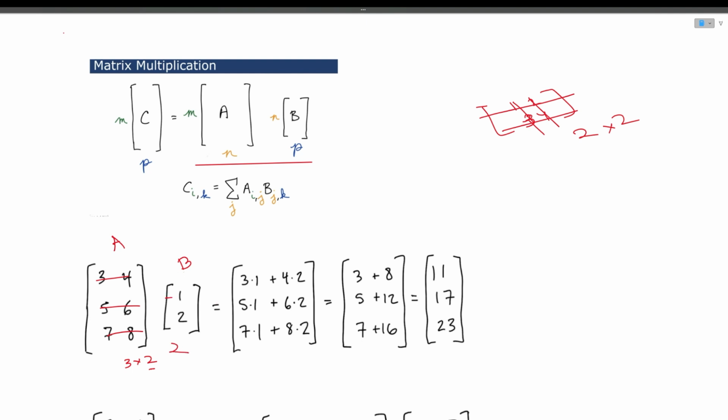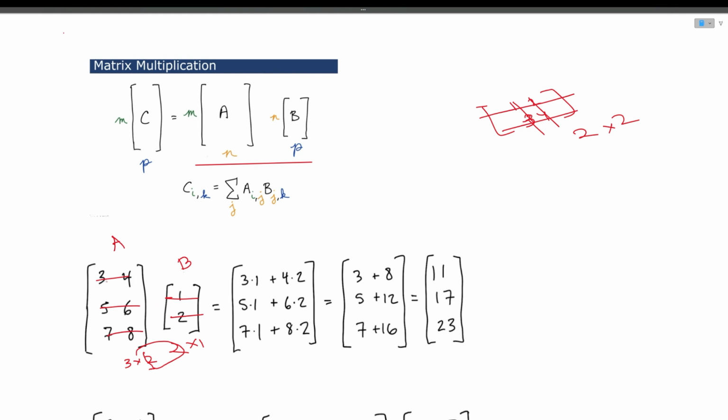So here you can see B has two rows, and here we have one column. So the rule is we look at these two to see if they are the same. Yes, they're the same: 3 into 2 and 2 into 1. So if that fits in, we can multiply them. Now how to multiply them? That is something tricky as well.